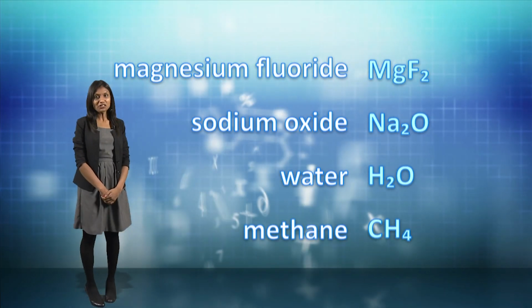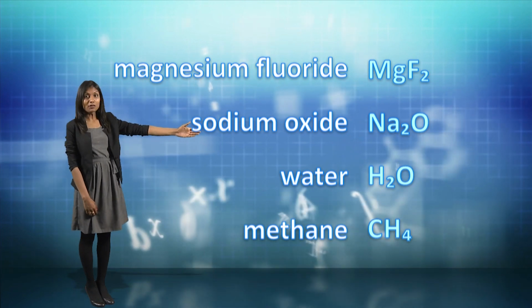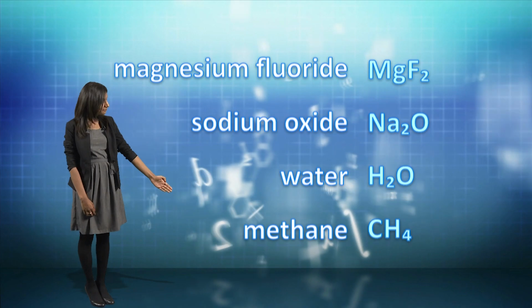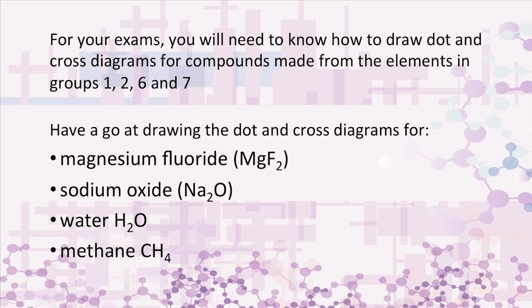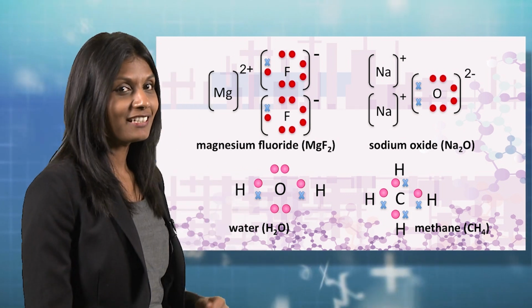For your exams, you'll need to know how to draw dot and cross diagrams for compounds made from elements from group 1, 2, 6 and 7. Have a go at drawing the dot and cross diagrams for magnesium fluoride, sodium oxide, water and methane. How did you do? Compare your answers to these.